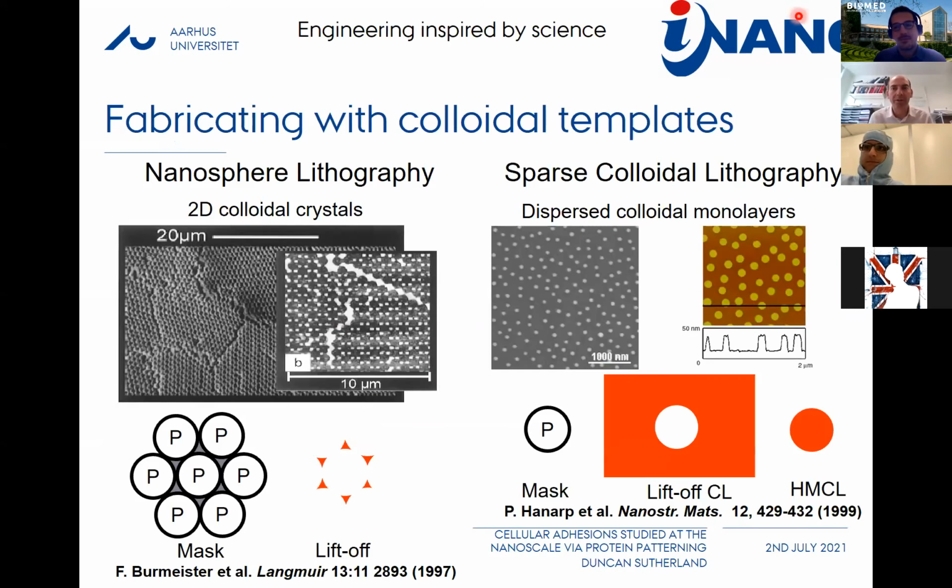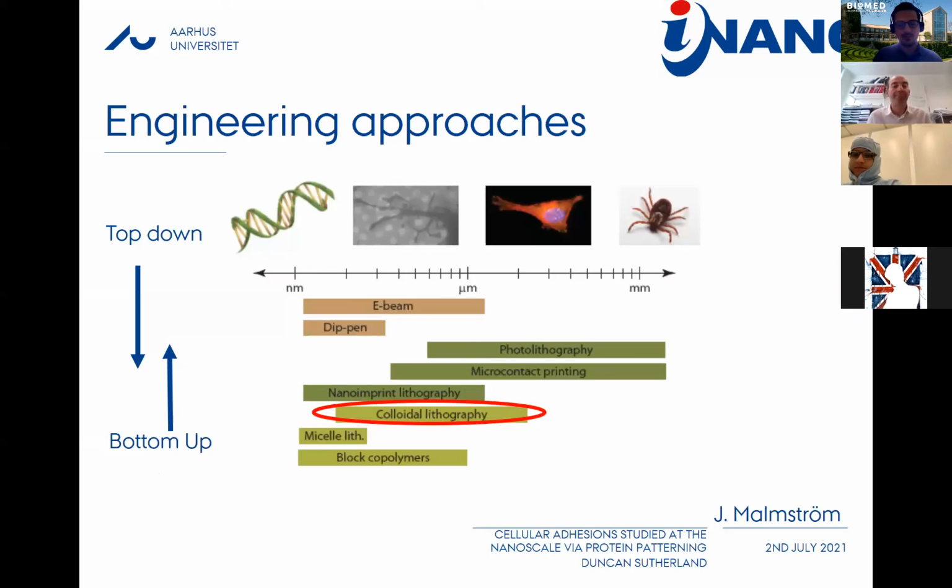Oh, maybe it's back. Okay. So we've extensively used this technique called colloidal lithography, and it's good for the range from maybe 100 nanometers up to a few microns in size. It has the advantage of being a self-assembly bottom-up technique, which means you can create pretty large areas at once, and that's useful for the cell culture experiments.